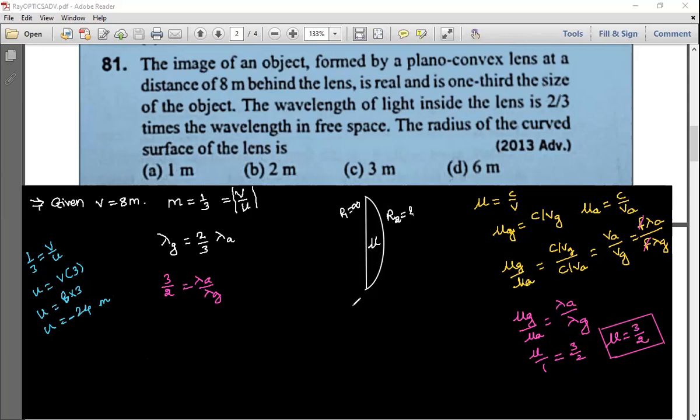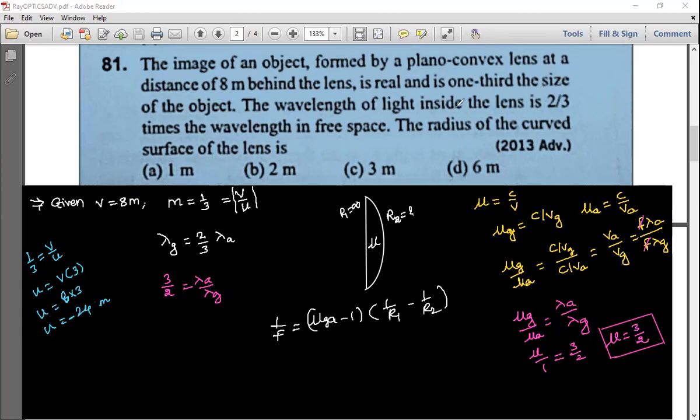Now U we have, V also we have. V they have given, already I have written here 8 meter. Right. Let's go to the lens maker's formula. 1 by F is equal to mu G A minus 1. Why mu G A? Because our formula is mu 2 to 1 minus 1. Here it is glass to air, so that's why mu G A minus 1, times 1 by R1 minus 1 by R2. Understanding? Very easy.